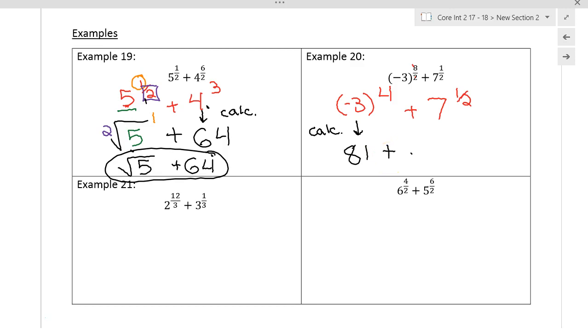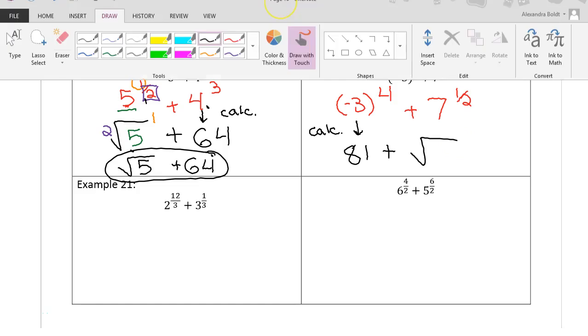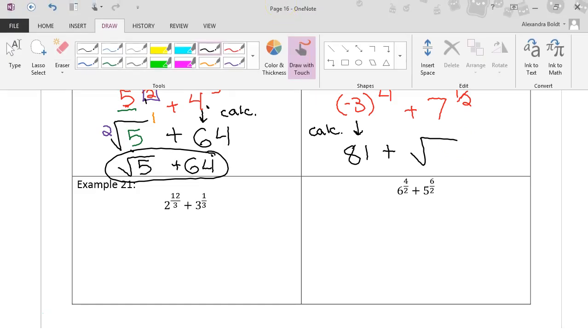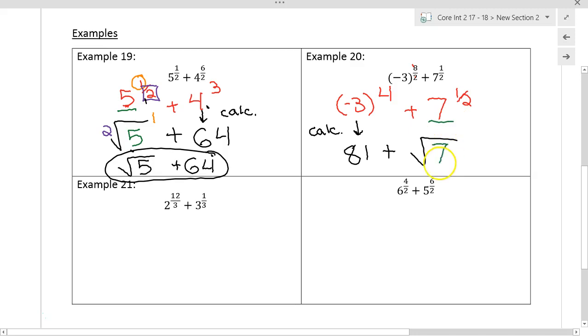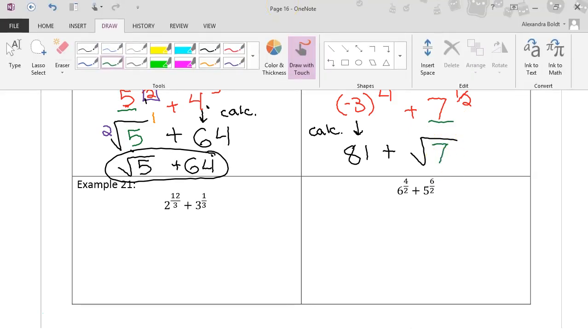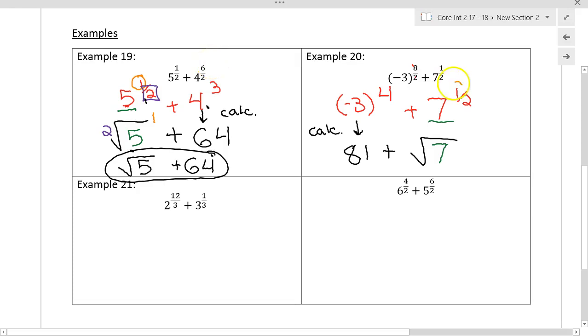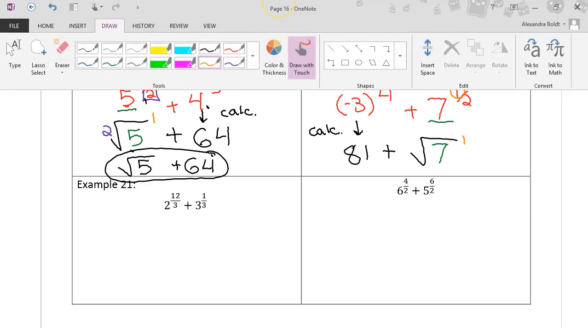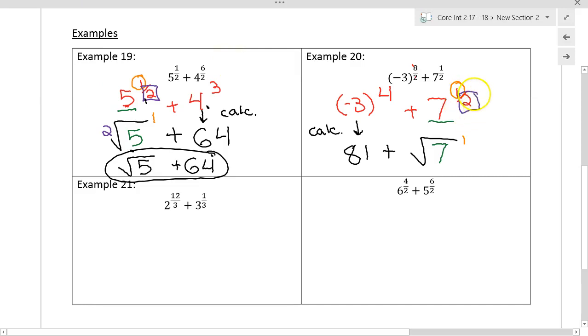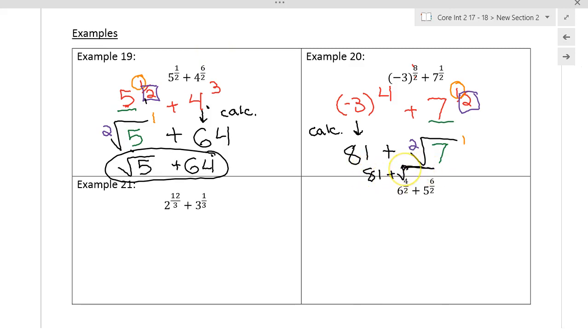Plus, I need my radical, right? That's why fraction exponents have a radical. The 7 is my base. My exponent is on top. My root is on bottom. And I can just rewrite this: 81 plus square root of 7. I don't need that 2 and I don't need that 1. Remember, it's only the 2 here and the 1 here that I do not need.